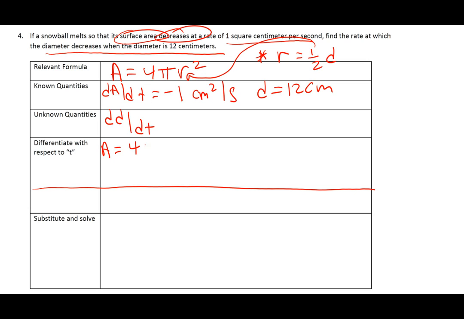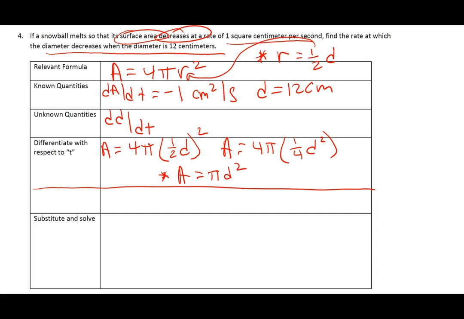So area equals 4 pi. I'm going to replace the r with 1/2 d. Don't forget to square it. So area is equal to 4 pi times, if you square a half, you get a fourth. If you square a d, you get a d squared, which means if I clean that up, I get that the surface area in terms of the diameter is equal to pi d squared. So that is now the area function that I want to use.